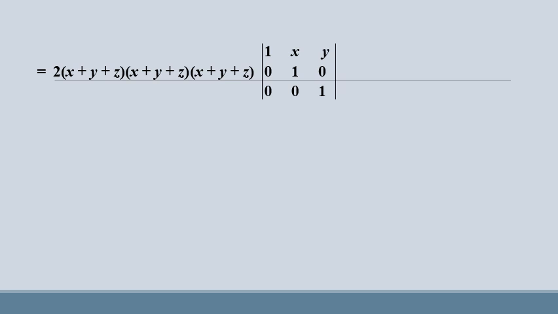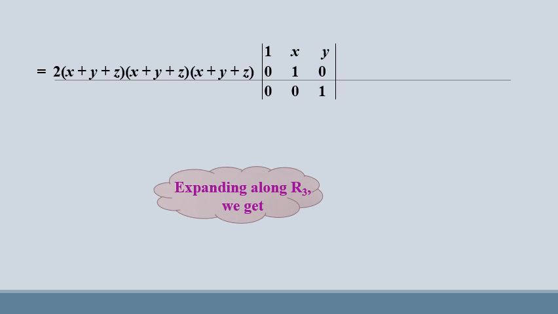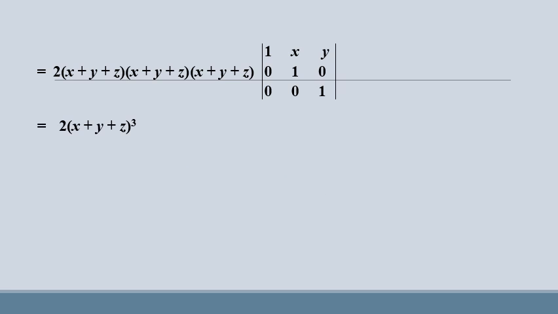So we'll expand the determinant. Now we can see that the row R3 consists of the maximum number of zeros. So we will expand it using R3. So we get 2 times (x + y + z) is repeated 3 times, so we get (x + y + z) whole cube.